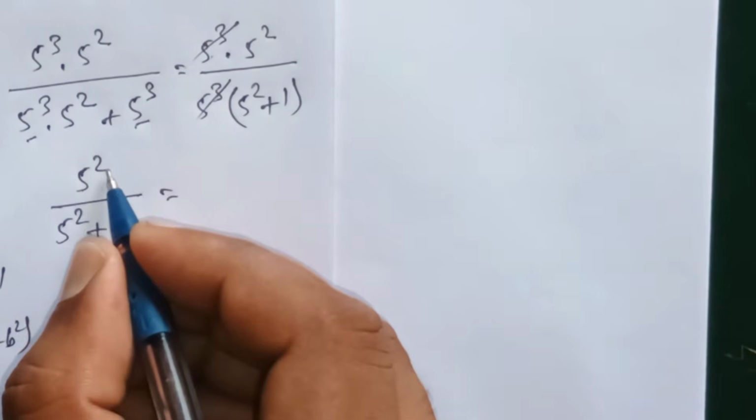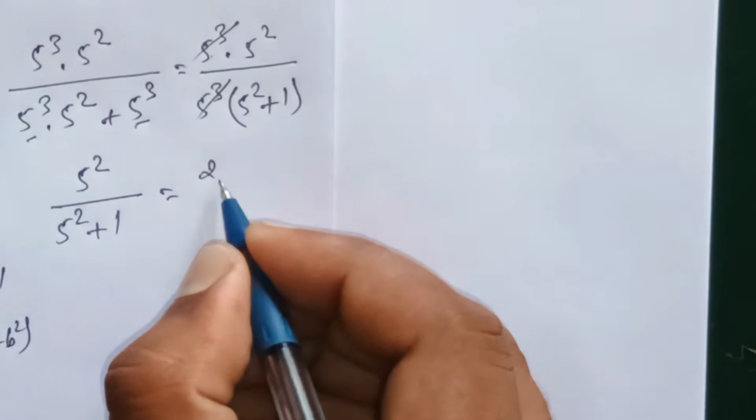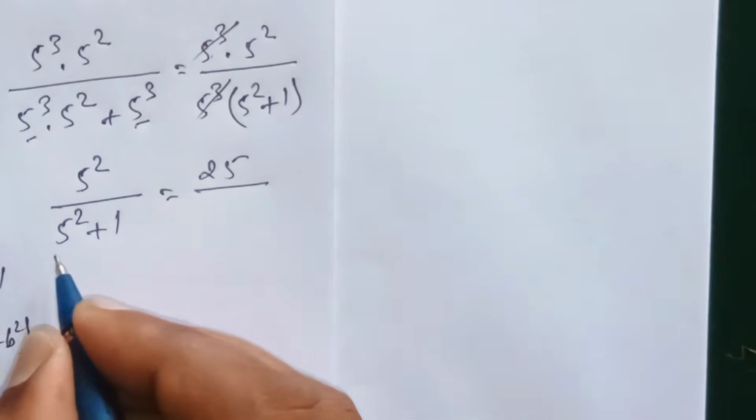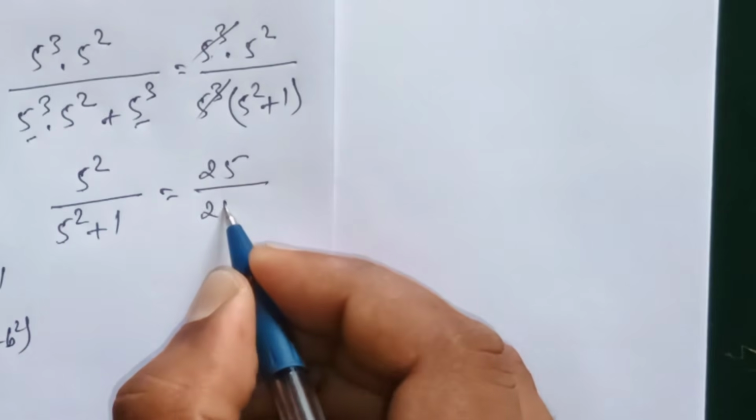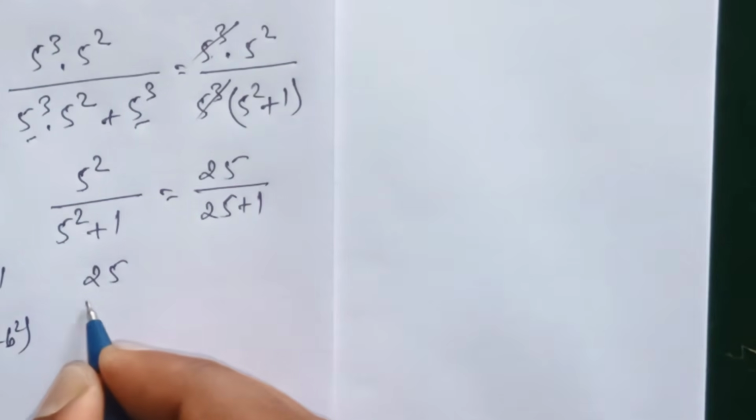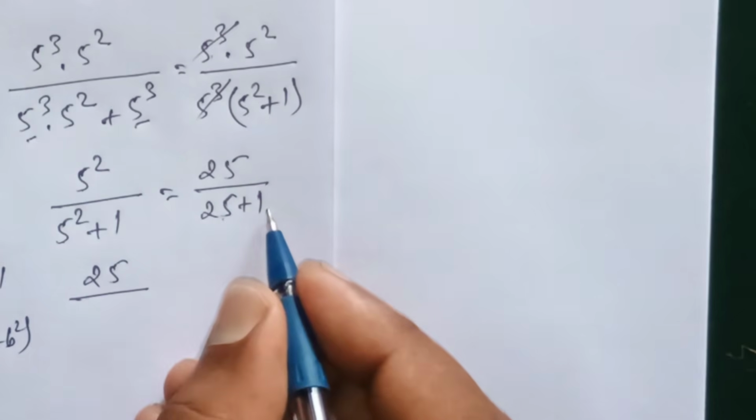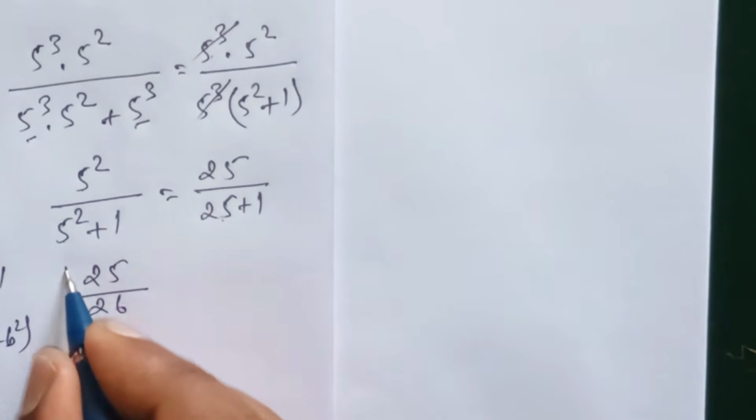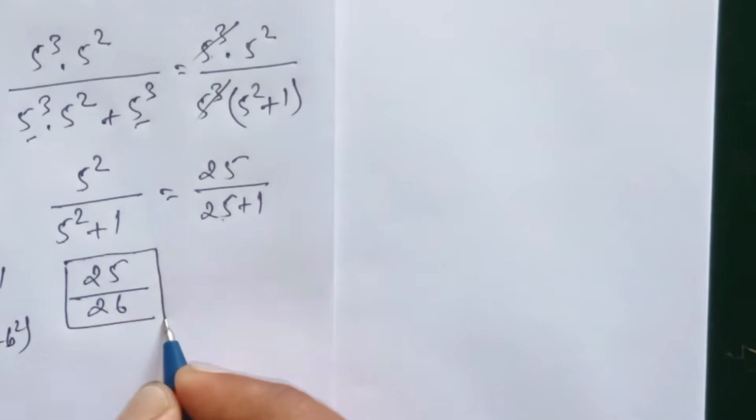After that, 5 power 2 will be written as 25, divided by 5 square, means 25 plus 1. So here 25 divided by 25 plus 1, 26. This is the final value of this radical math problem.